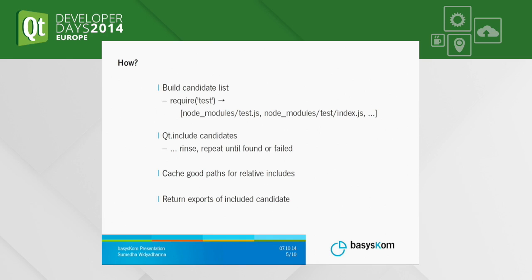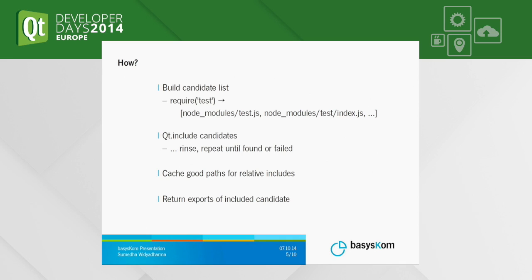So if I would say require test, it would build these candidate lists like node_modules/test/index.js, and so on. And then it would use Qt.include to try to load these candidates, and if it succeeds, then everything is good. If it fails on the first try, it just iterates through the list until it has found something, or it hasn't found something, and then it tells you there's no library it can load.